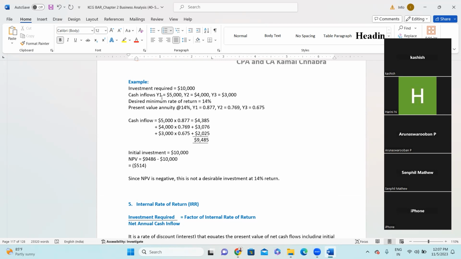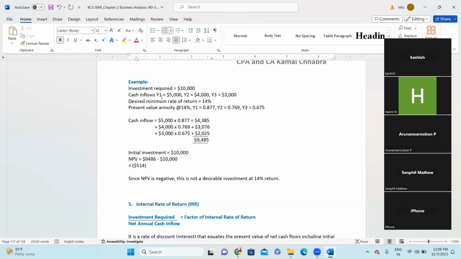So the present value of the cash flow will be 5,000 multiplied by 0.877, 4,000 multiplied by 0.769, 3,000 multiplied by 0.675. That is 9,485. So this is the present value of the cash inflow you are expecting from the project, whereas initial investment is $10,000.